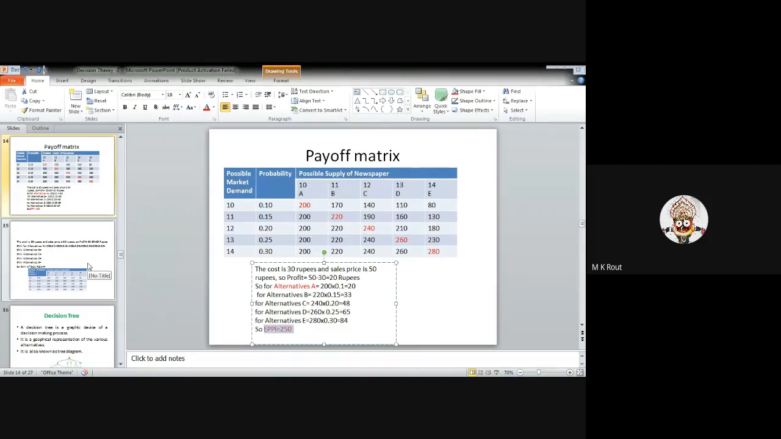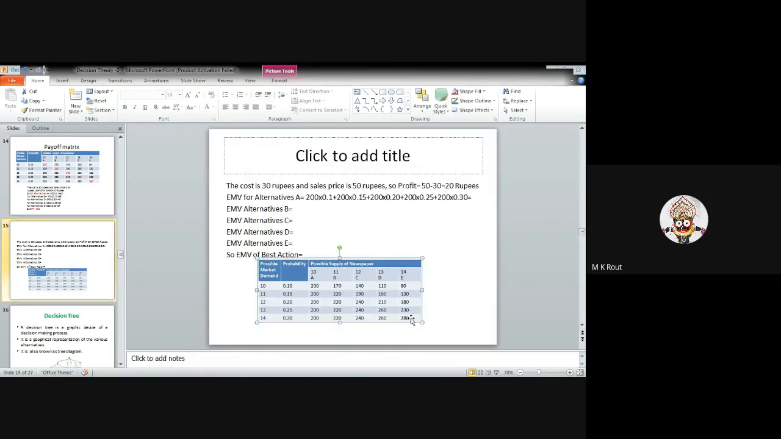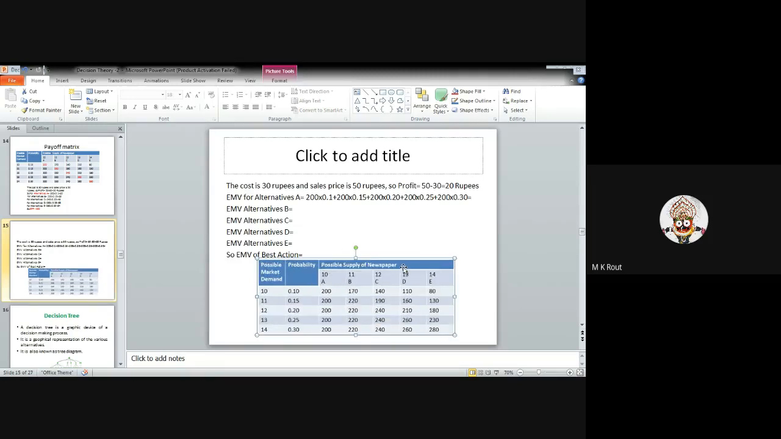Moving to the next one, as per the formula, we have to calculate the expected monetary value from the given table. The table is given here. In the first case, I write 200 into 0.1 plus 200 into 0.15 plus 200 into 0.20 plus 200 into 0.25 plus 200 into 0.30.